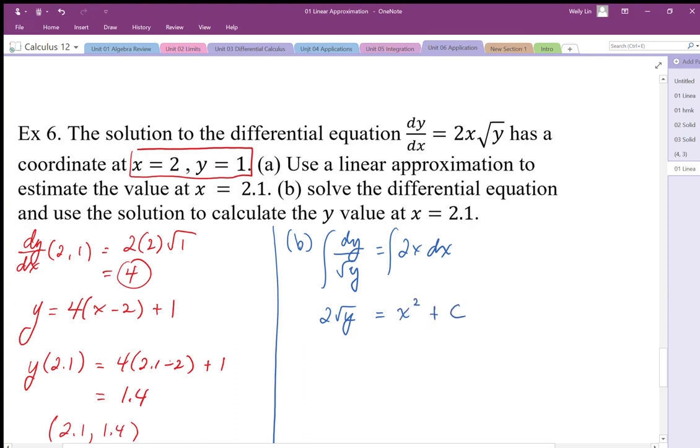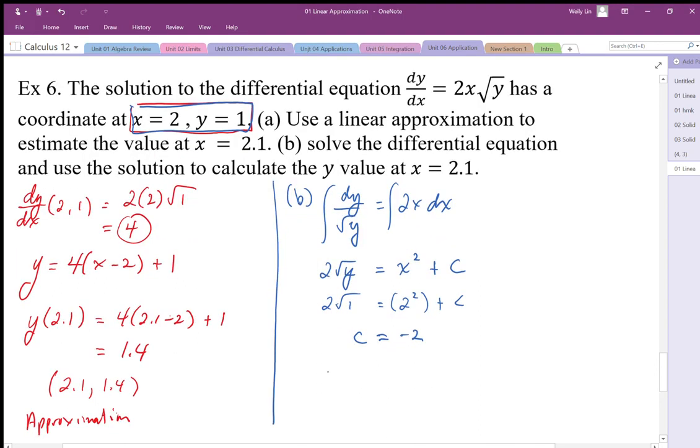I should solve for the plus c. I need an x and y coordinate on the actual curve. Well, that point is on the actual curve. So plugging that in, y equals square root 1. Okay, 2 square root 1 equals 2 squared plus c. Solving for c, looks like c is equal to negative 2. So the differential equation, when I solve this, looks like this. This is its implicit form.